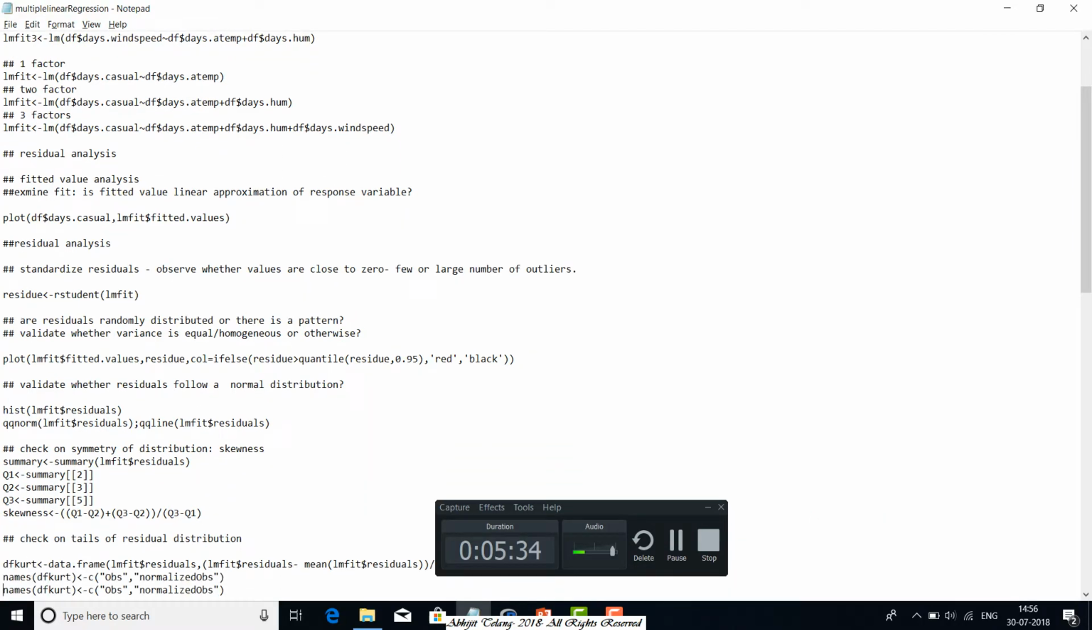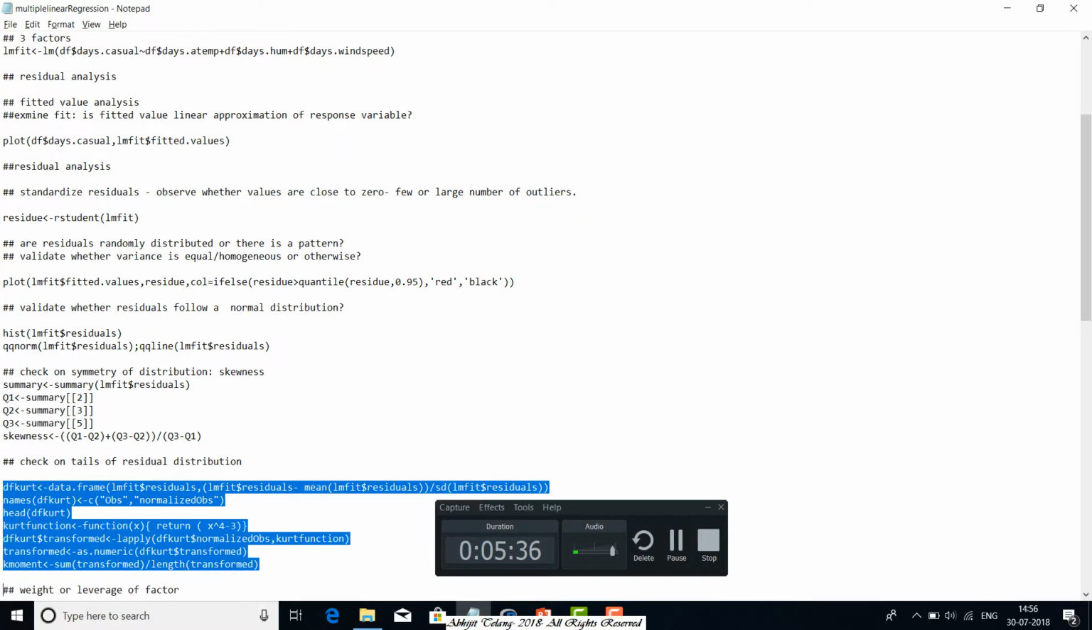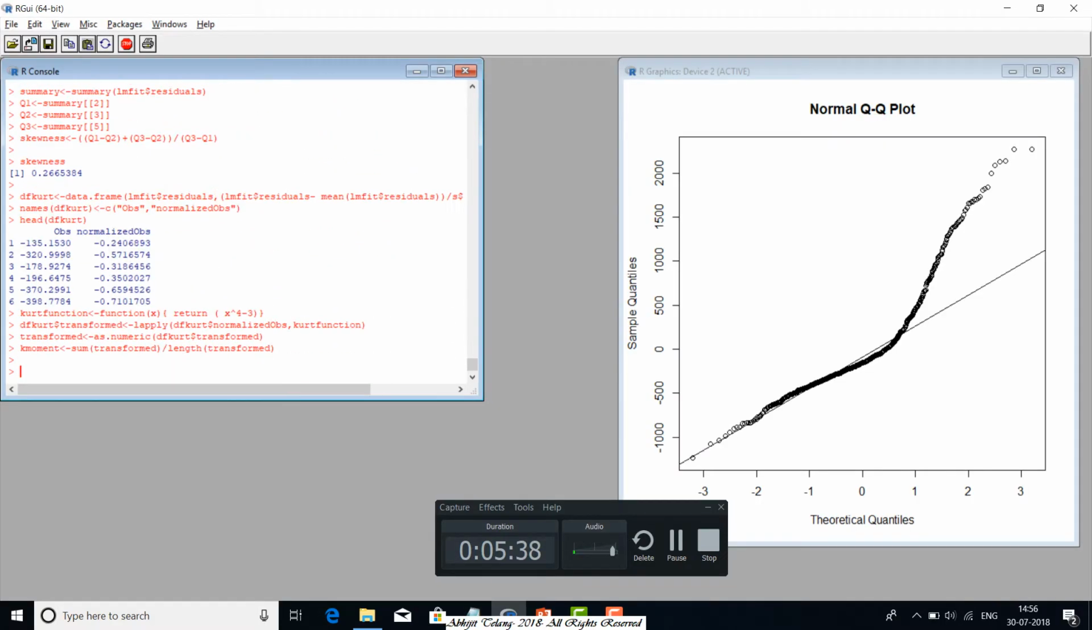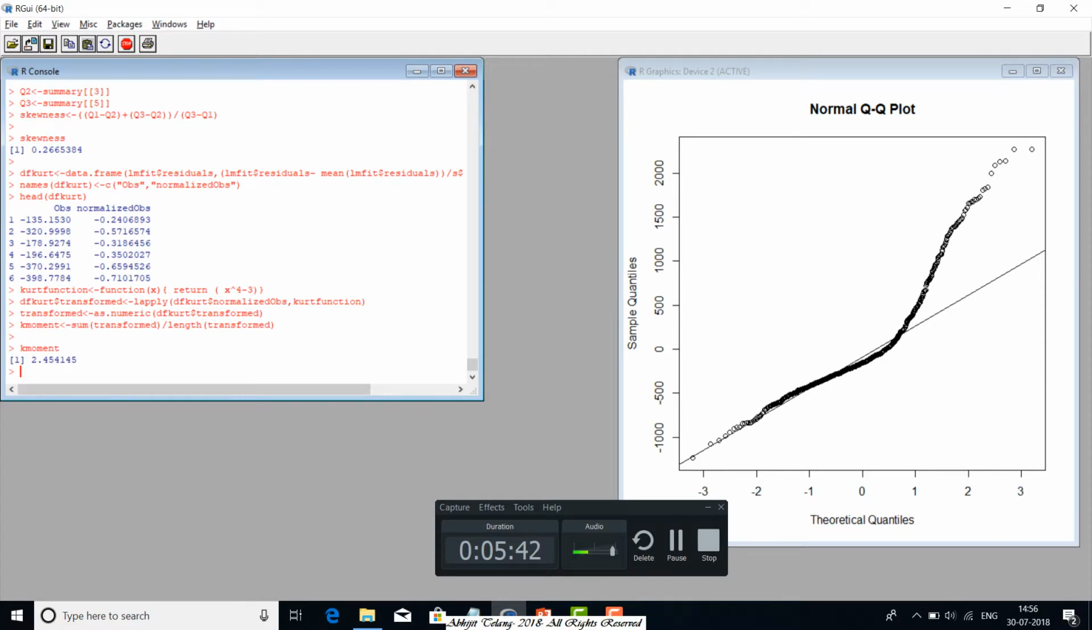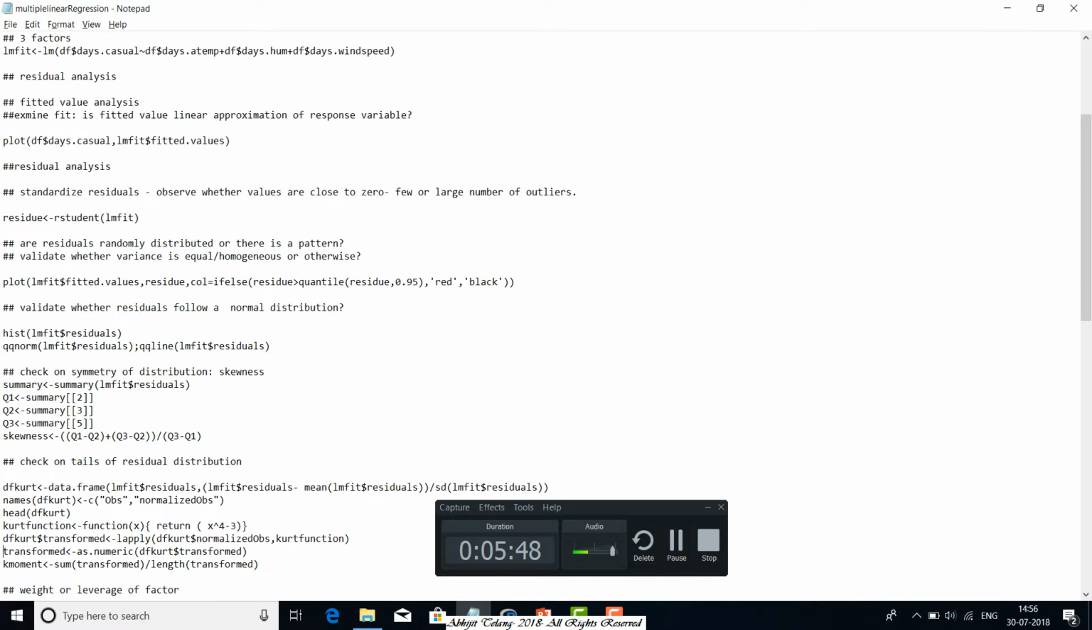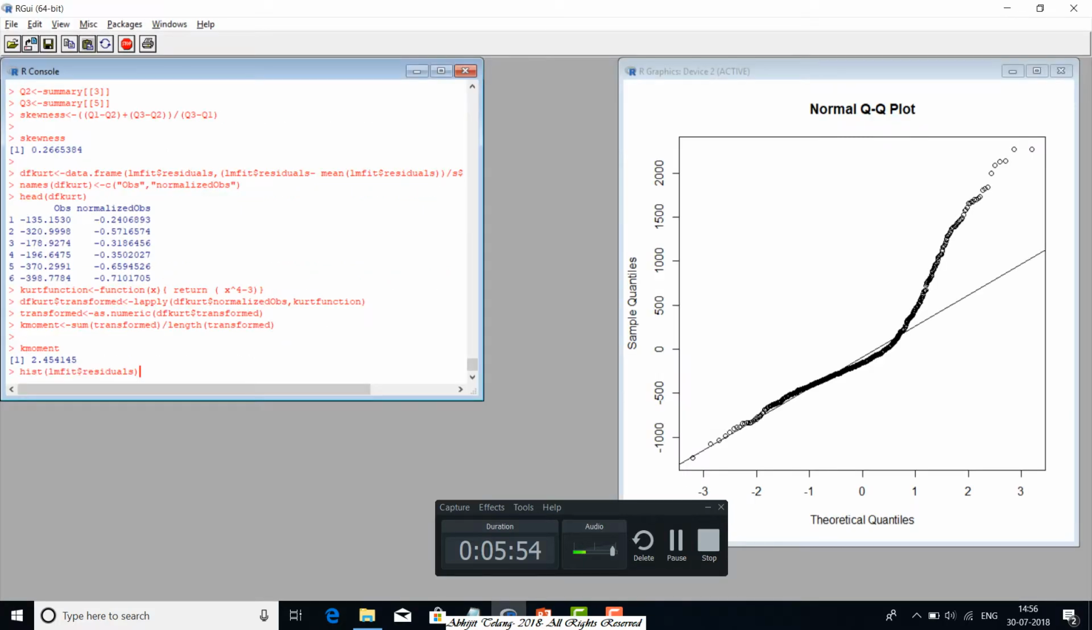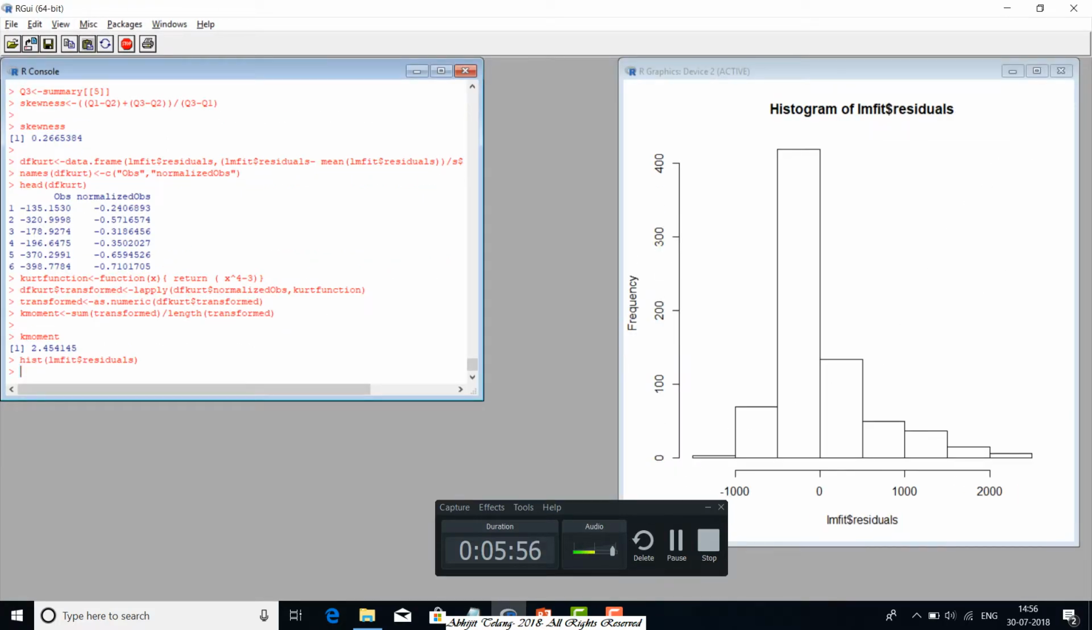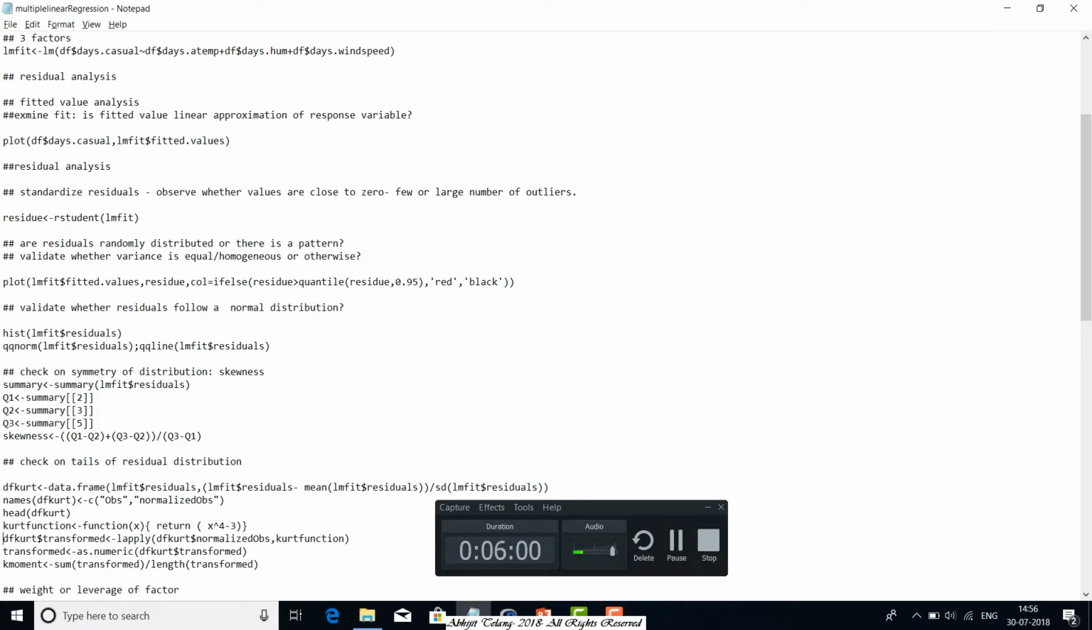And then we can also do a check on the tail by computing kurtosis. And kurtosis is 2.45. That means it's a heavy-tailed distribution, heavy tail towards the right. And that we can quickly check again visually by looking at the histogram. And we can see that there's a right tail.